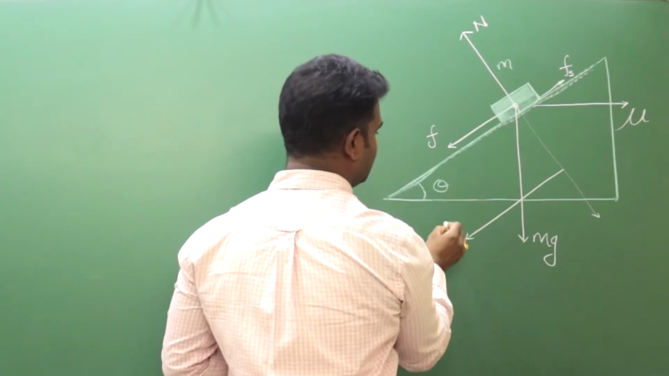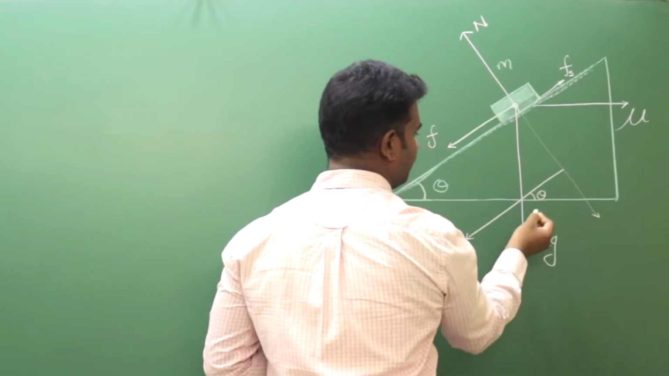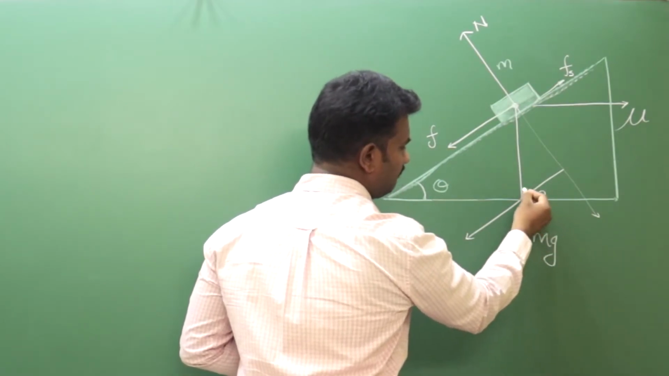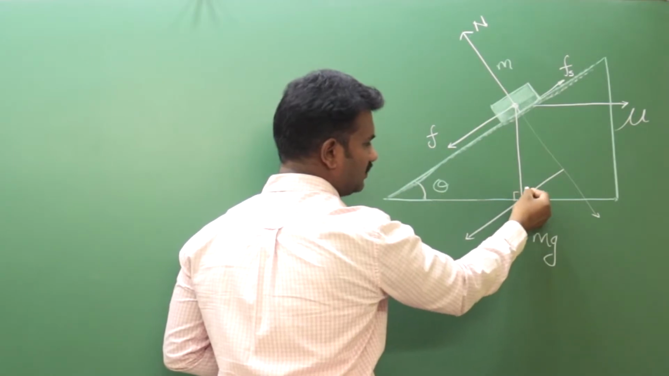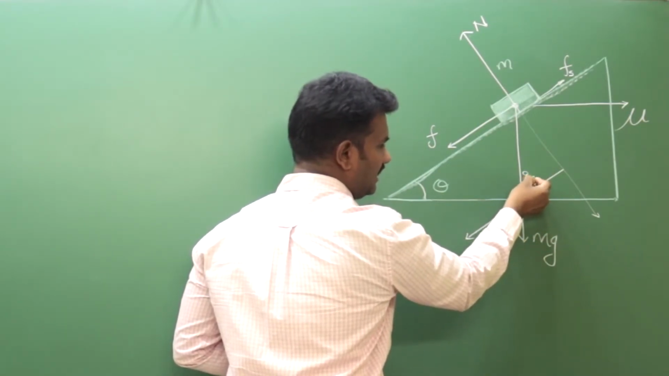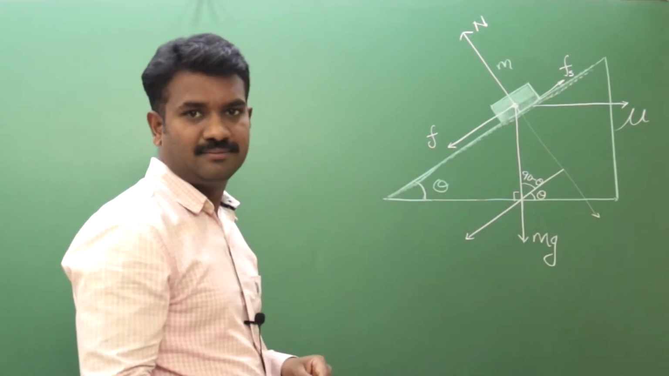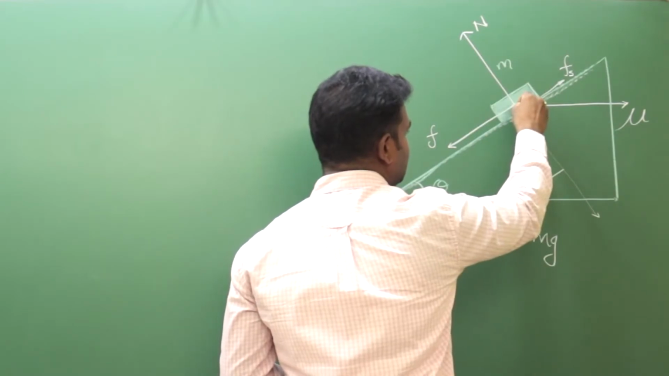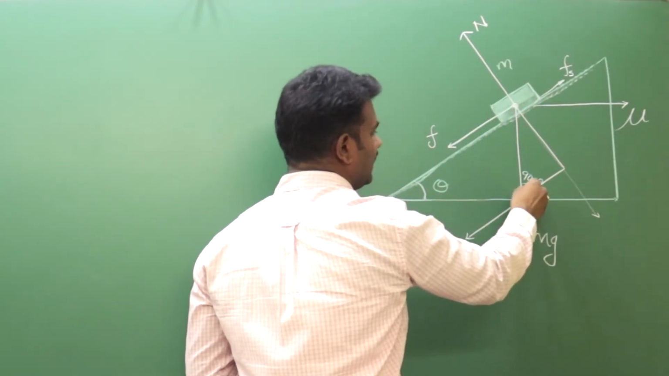These two are parallel lines. If it is theta, definitely this is theta, and this is mg. This line is perpendicular, meaning this is 90, so this is also 90. What is this? This is 90 minus theta. Clear? Now, is it like a right angle triangle?